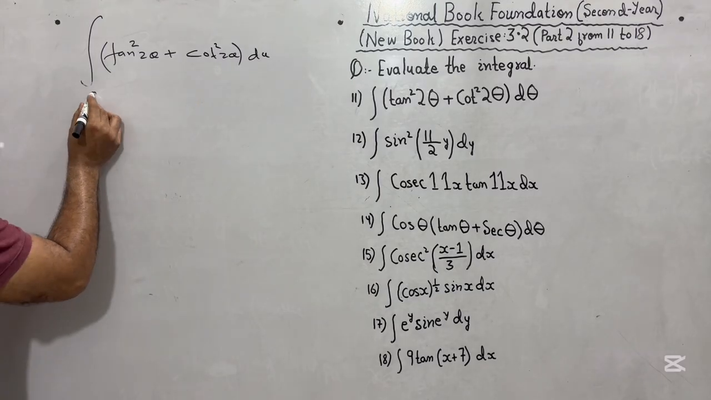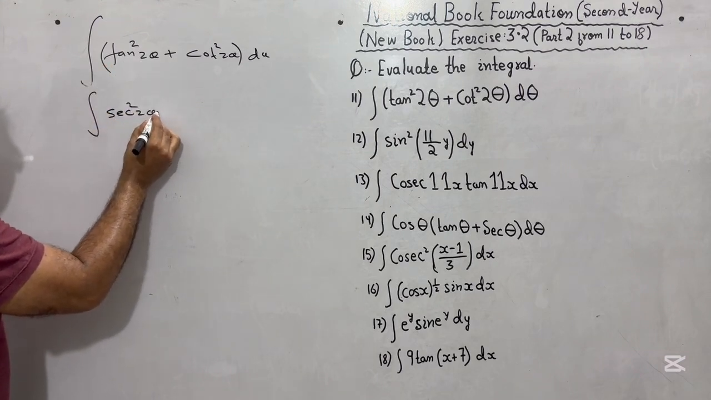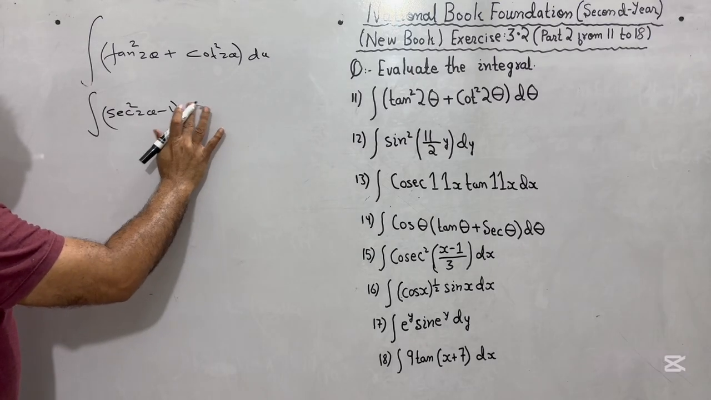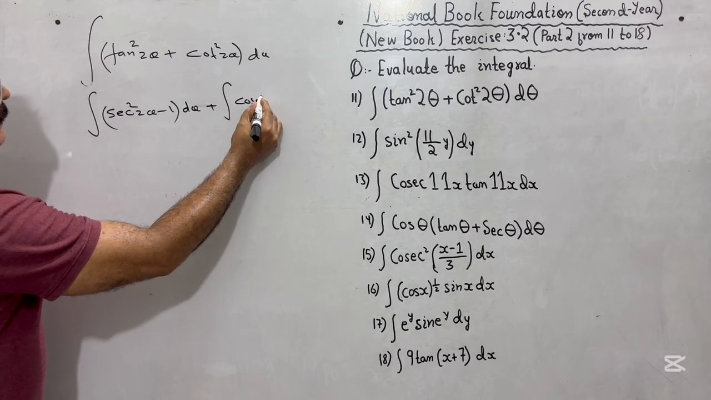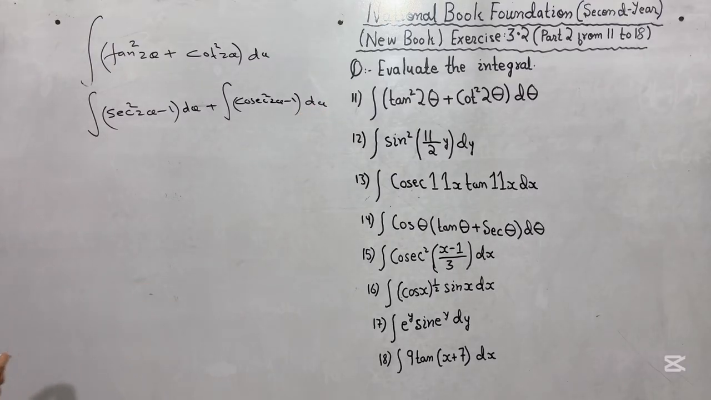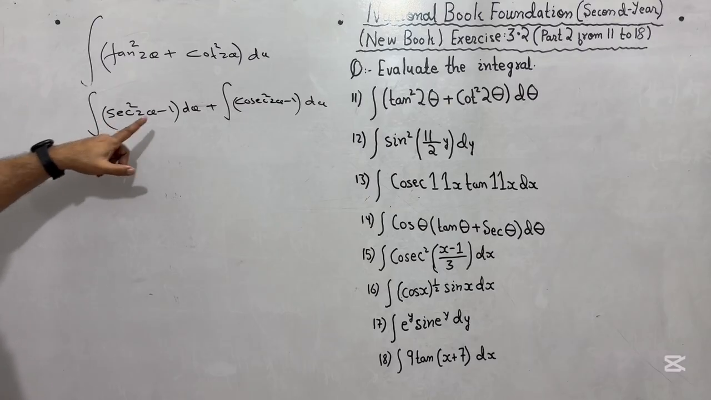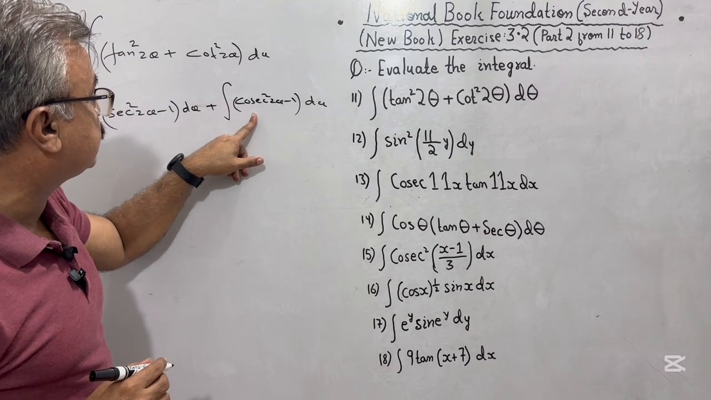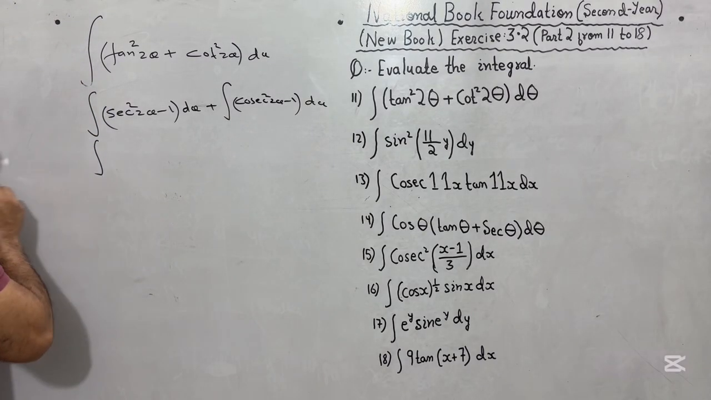If we utilize the identity 1 plus tan square is equal to sec square, we get sec square 2 theta minus 1 d theta plus cot square, which means cosec square 2 theta minus 1 d theta. Here, yes, sec square is the differentiation of tan. Bingo. 1 is the differentiation of theta. Cosec square is the differentiation of minus cot, and 1 is differentiation of theta. And we have cracked the nut.